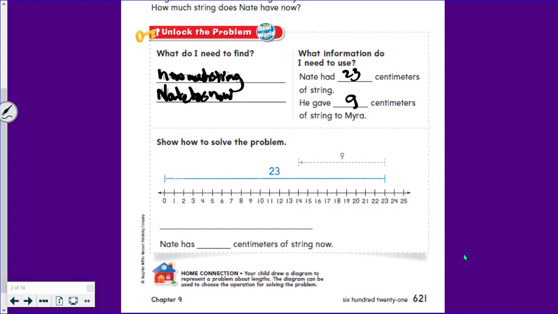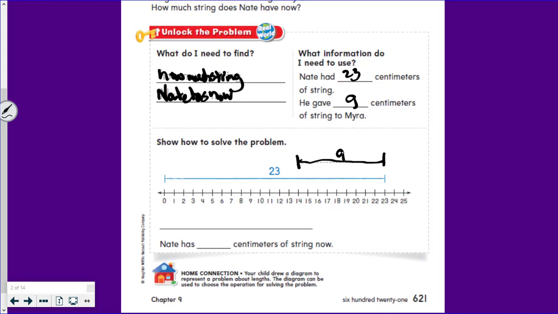So we're going to use this number line, and we're going to draw a diagram. So the first thing we know is that he has 23 centimeters of string. So there's a line for 23. Okay, so that's the first thing we're going to do. All right, so then we come down here, and like I said, we have this line of 23. And because he gave 9 centimeters of string to Myra, that means we're taking them away. So we're going to go backwards on our number line 9 hops. And so we end at 14.